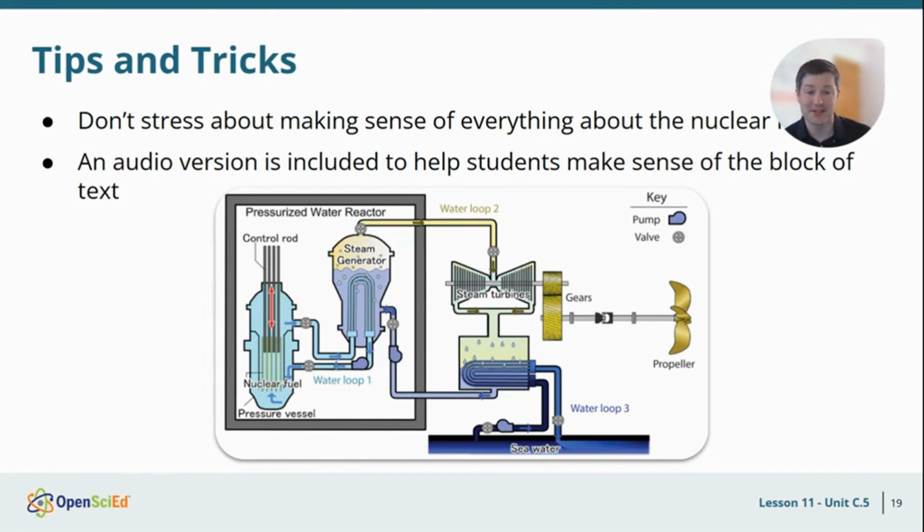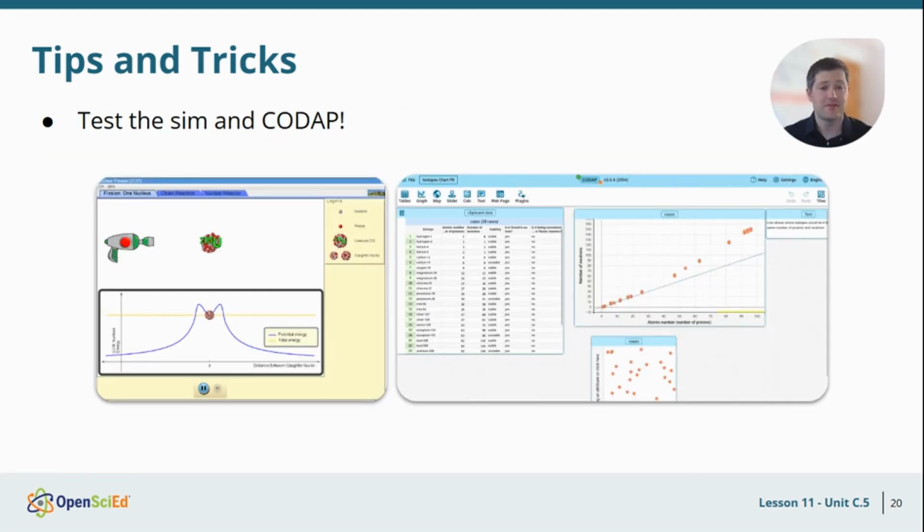The other thing students might take away from this is that it all looks very big, right? This is not something that you're likely to put on your everyday vehicle. So another tip is to make sure you test the sim as well as the code app. The simulation is a little bit older, so it should work in most modern browsers because of some updates that have been made behind the scenes, but you just want to make sure that it does in fact work.